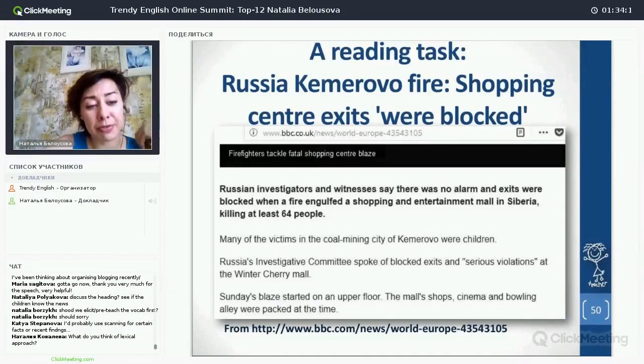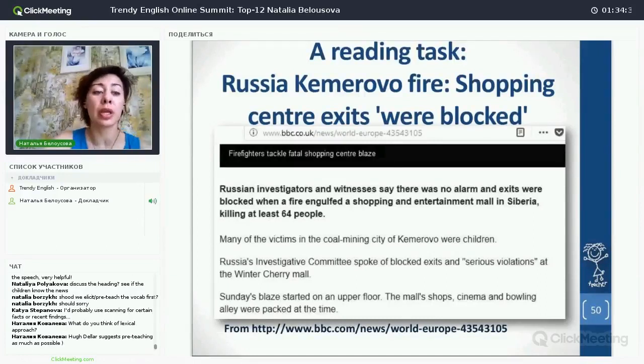Use scanning for certain facts or recent findings. Yeah, why not? The lexical approach. Sounds like another long session, but I'll tell you, I like the lexical approach, and I use it a lot, not all of it, but some ideas that this approach implies, and we'll discuss how you could use it here, for example, working on this article, no problem.